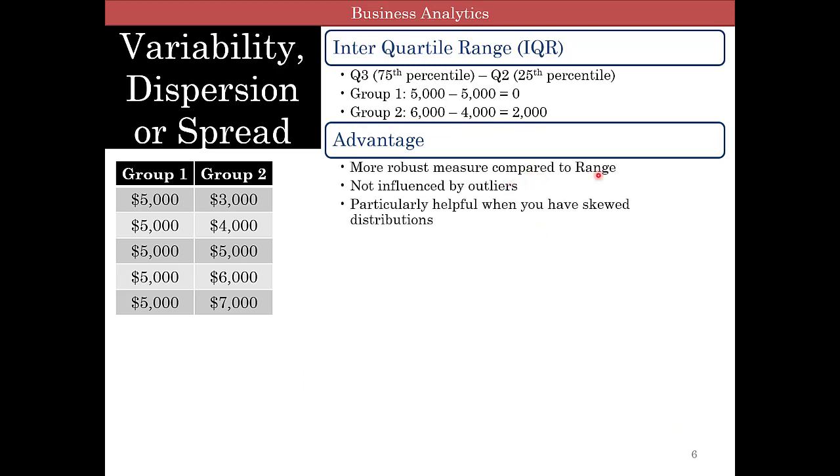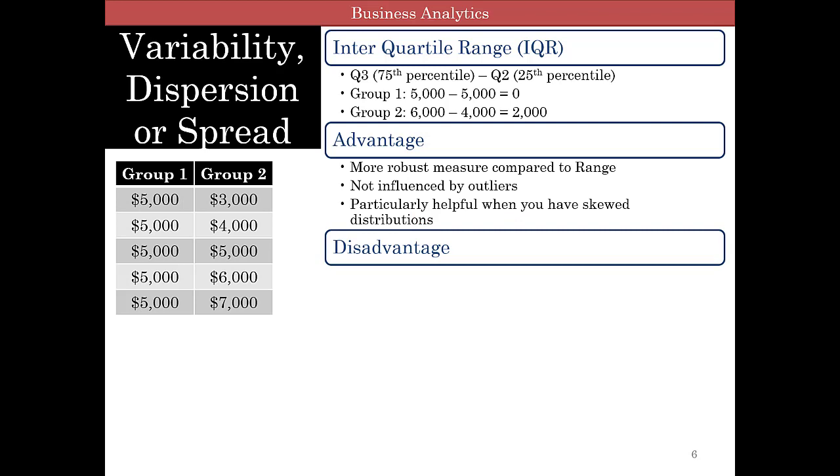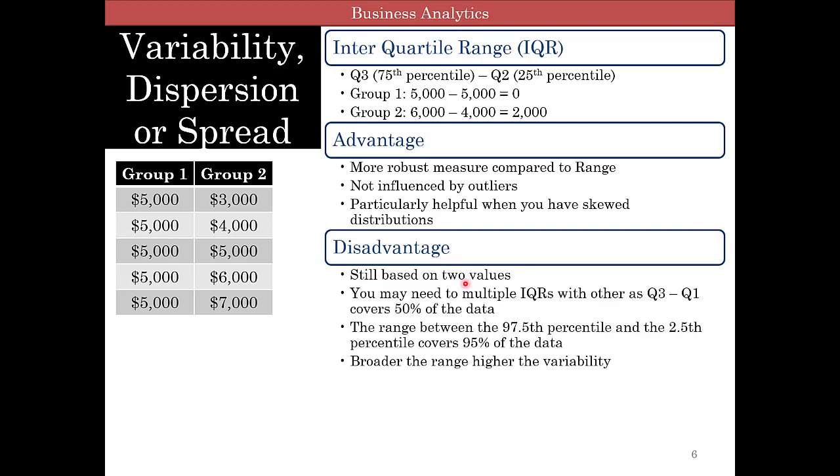The advantage is it's a lot more robust compared to range, where you're not using the maximum and minimum value and therefore may not be influenced by outliers. So if you had Jeff Bezos and Bill Gates, who will be the largest, they'll be in the maximum, and if you have thousands of data points, you probably are not going to use their values. And so it's particularly useful when you have skewed distributions.